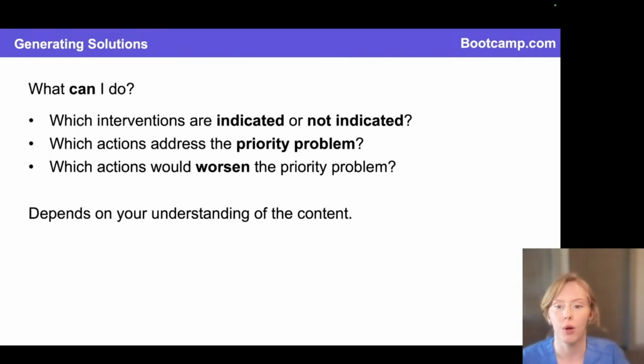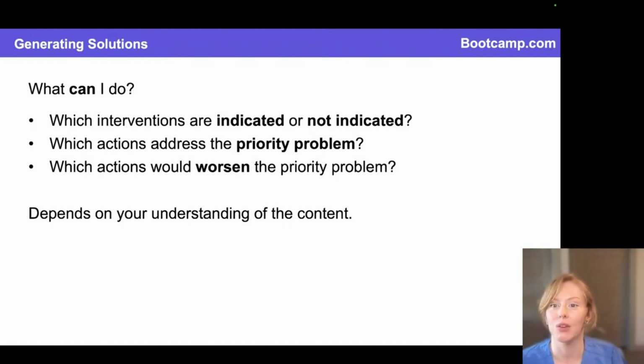And so I want to point out that your ability to answer at this part of the case study depends heavily on your understanding of the content. Because if we at this point didn't know why this patient was short of breath, I wouldn't know what to do for him, right? Because if he was short of breath from pneumonia, I'd give antibiotics. If he was short of breath from a PE, I would give heparin. And we'll talk in a second about if he's short of breath from heart failure, what we would do.